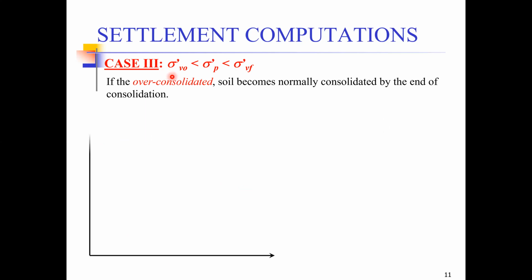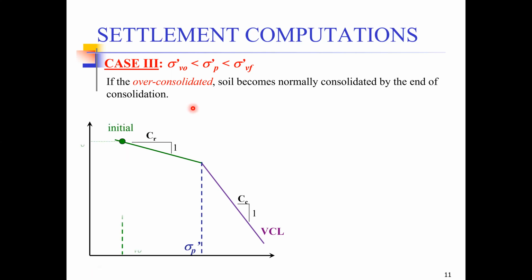Now, in order to solve this case, again, we'll do the same thing as we have done before. We have already set up all these things earlier. This is our initial stress and the initial void ratio. Now let's start applying the load, and it is possible that our final load comes in this zone. If our final load comes in this zone, how can we determine the consolidation settlement in this case?